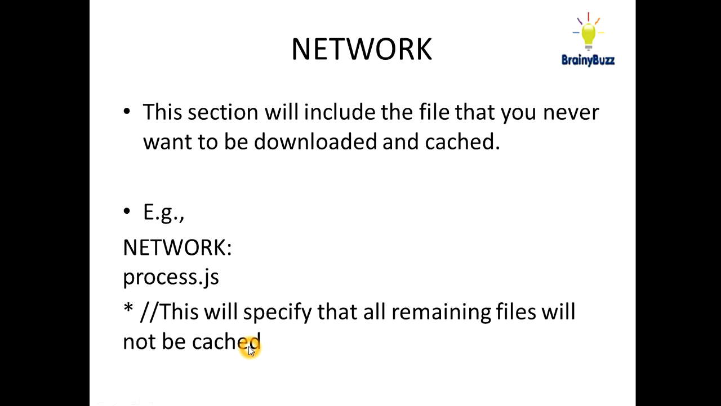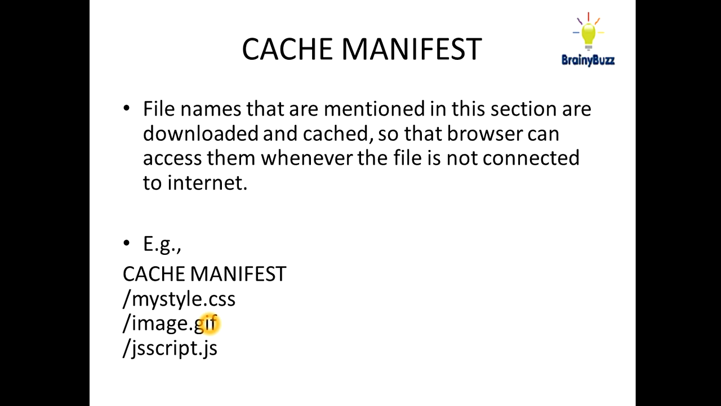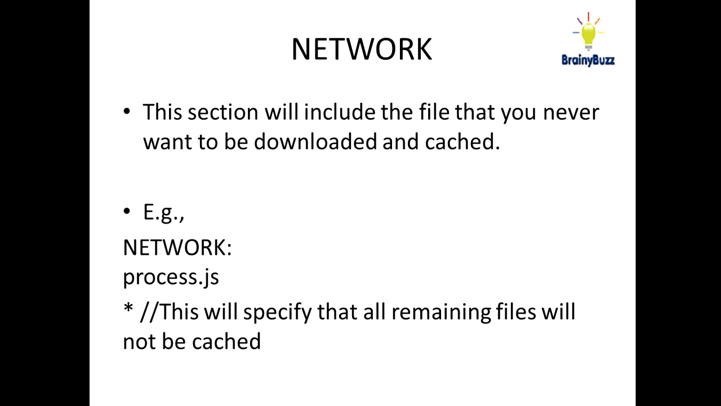Another section of the manifest file is network. This section includes those file names that you never want to download and cache. Suppose we write process.js, that means I do not want this particular file to be downloaded. And the star means all the files that you have mentioned here will be cached, and all other files will be restricted. That means you will not cache those files.